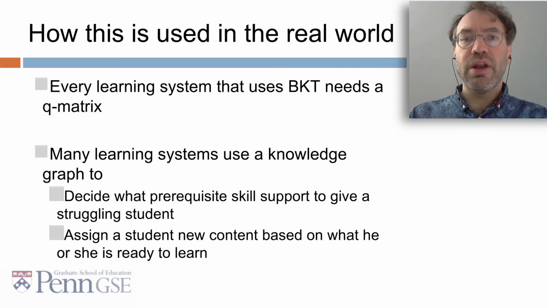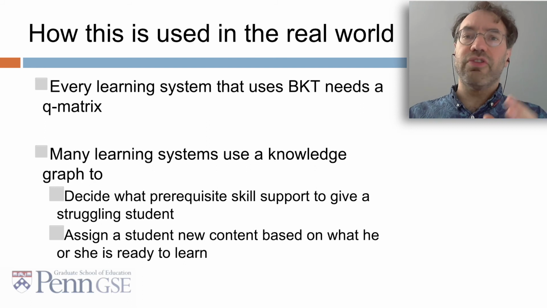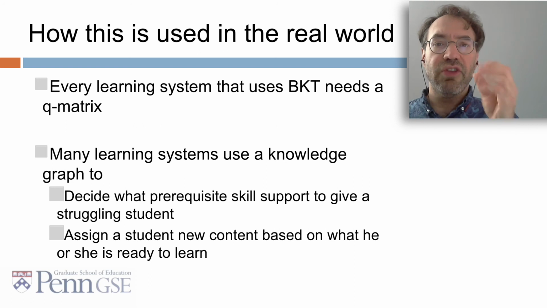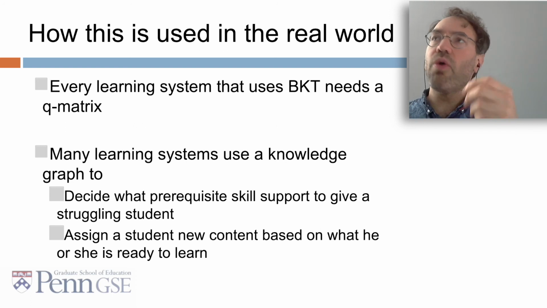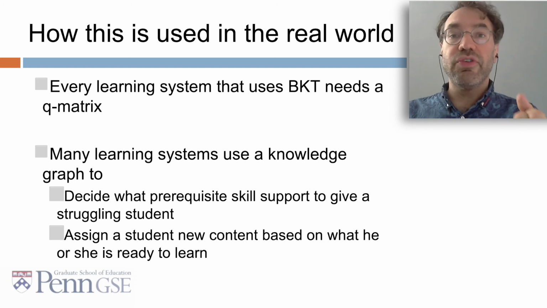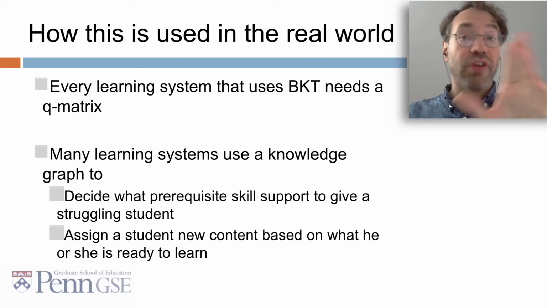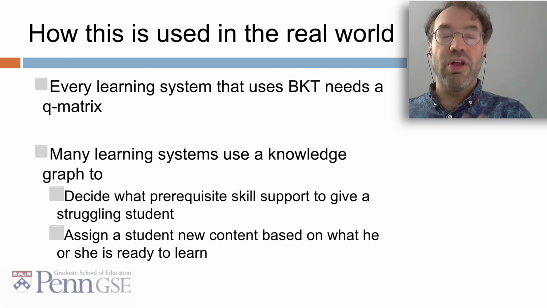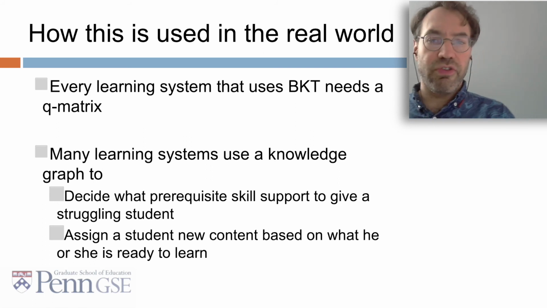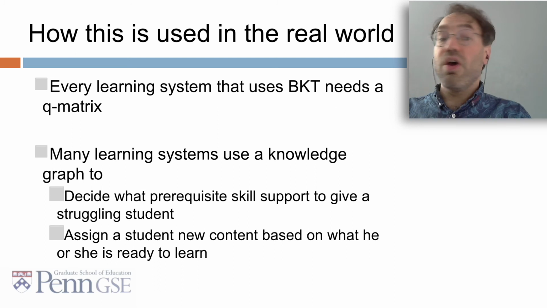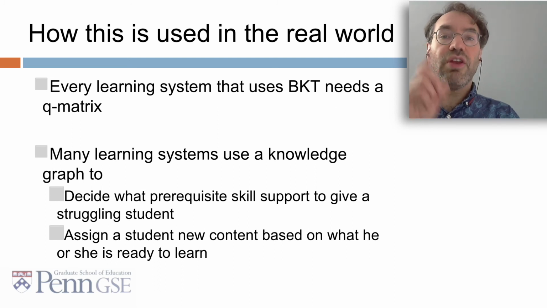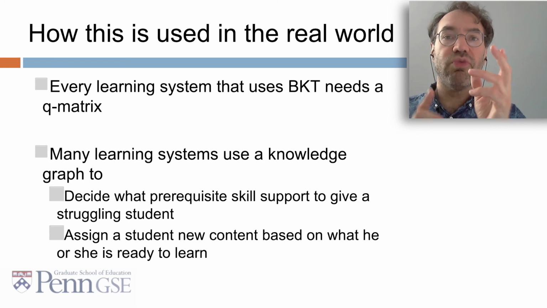So let's talk for a minute about how this sort of thing is used in the real world. First of all, every learning system that uses a knowledge tracing algorithm like BKT or PFA is going to need a Q matrix. You can really only dispense with that need if you're using an uninterpretable algorithm that just predicts immediate performance, like deep knowledge tracing, for example. Second of all, many learning systems use a knowledge graph to decide, for instance, what prerequisite skill support to give a struggling student, or to assign a student new content based on what he or she is ready to learn.